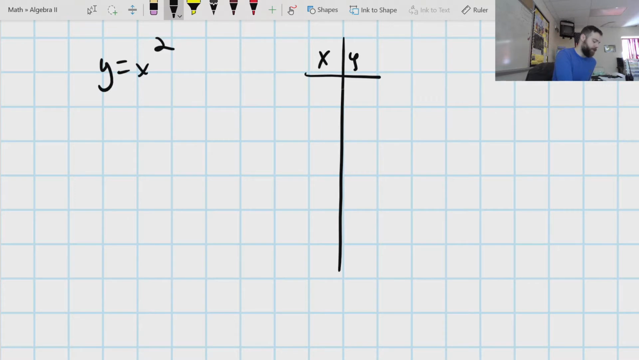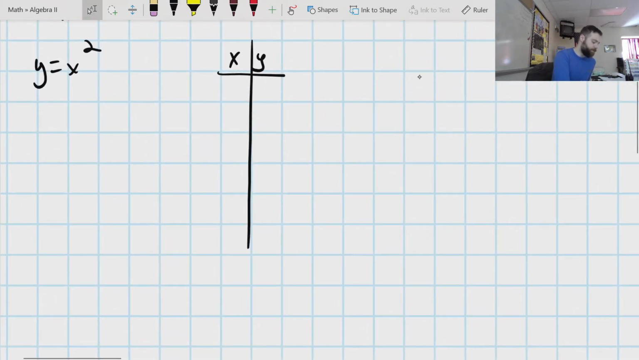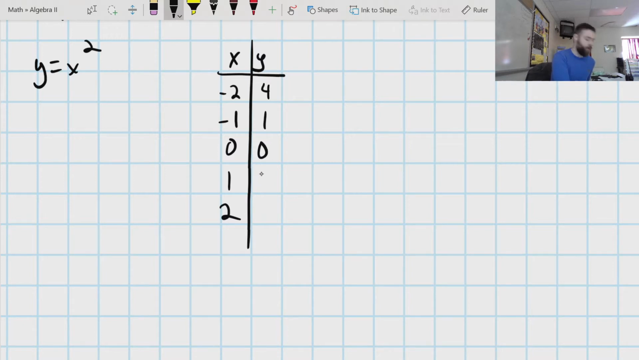So if you remember, should be familiar with this. I'm going to plug in -2, -1, 0, 1, and 2. And then I'm going to square each of these. So -2 squared, whenever I square -2, I'm going to get back 4. If I square -1, I'm going to get back 1. 0 squared is 0. 1 squared is 1. And 2 squared is 4. Okay?